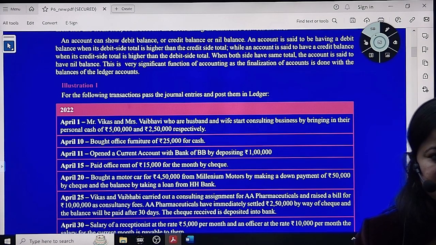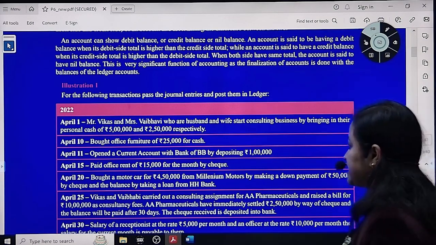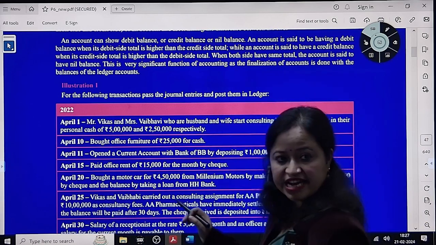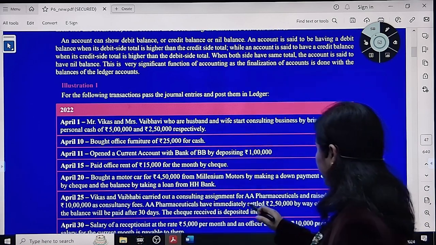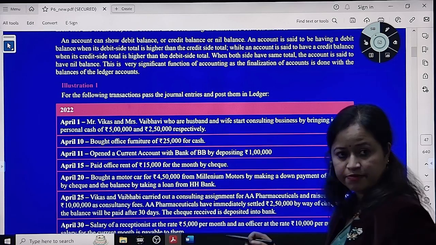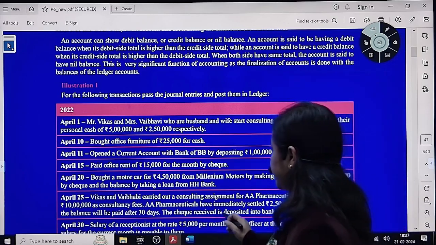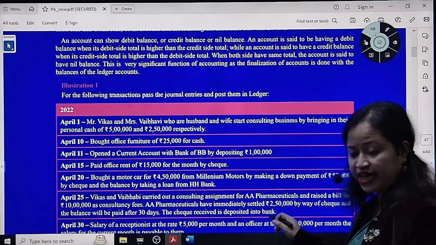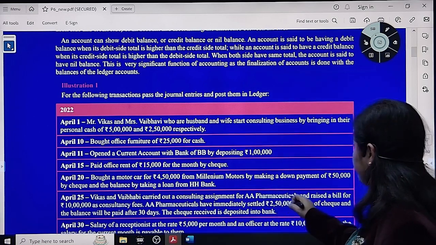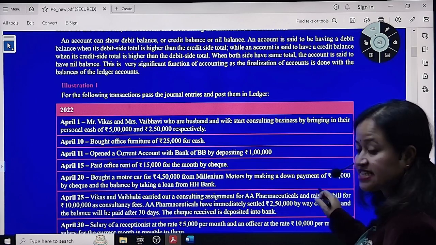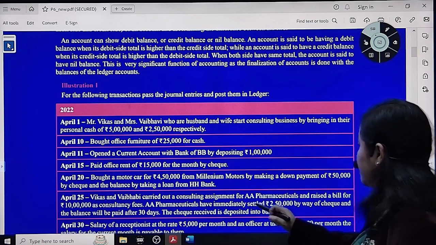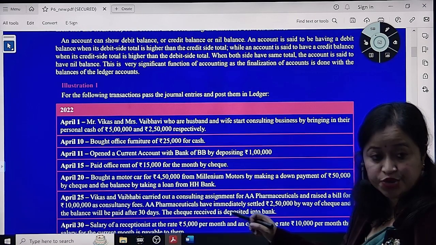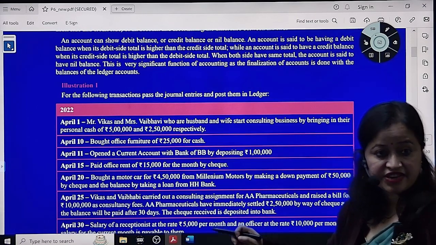Yes. So the rest of the money, that means 10 lakh minus 2,50,000, that is 7,50,000, AA Pharmaceutical will pay. And how much have they received? They have received 2,50,000. Okay, so it will be AA Pharmaceuticals account debit 7,50,000, bank account debit 2,50,000, right, to consultancy fees 10 lakh.